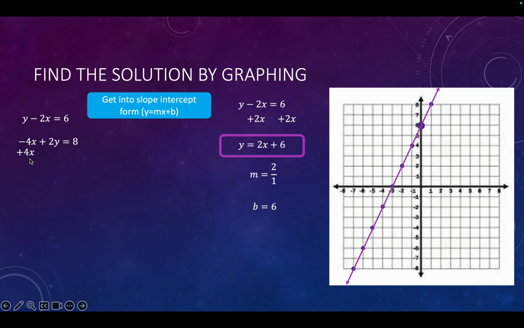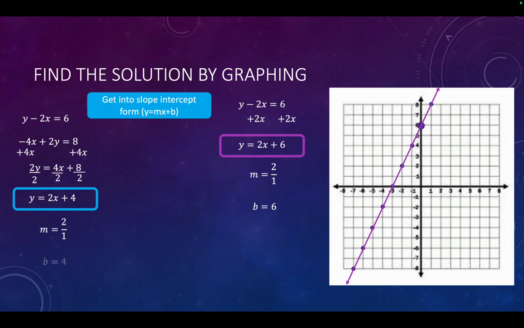Same idea here. We could graph this with standard form, but I'm going to choose to get it in slope-intercept form so I can create more points in order to graph. So y equals 2x plus 4. Slope is 2/1. Y-intercept is 4. So we go to 4, we go up 2/1, and you might notice that the slope is exactly the same.